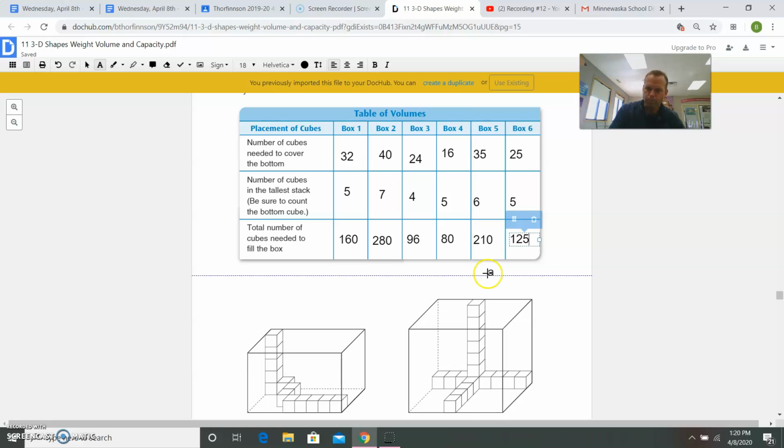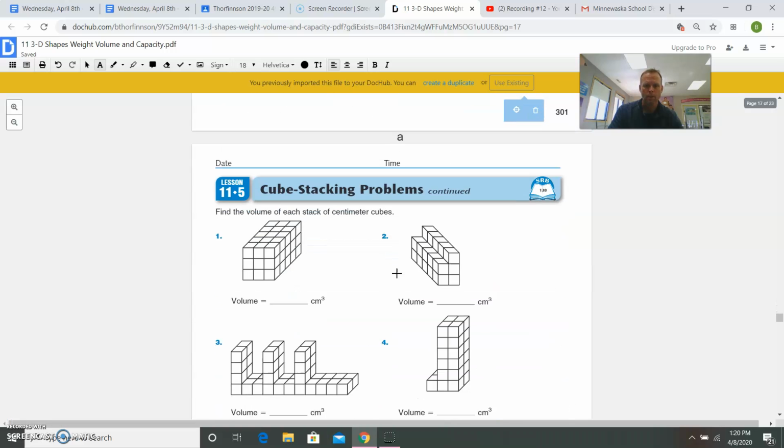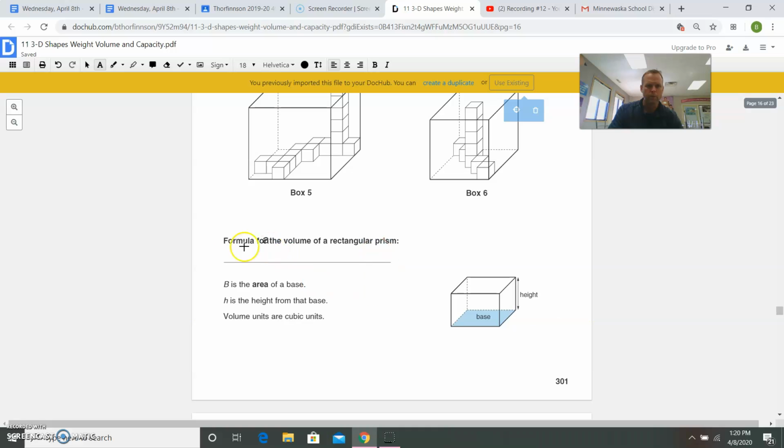So that is how you do volume. Much like figuring out the area of something. So if we go down here, it says the formula for the volume of a rectangular prism. B is for the area of the base, and then H is for the height from the base up. Volume units are cubic units. So if we're going to write this, I'm going to do this with pencil. This is so important that you have this.